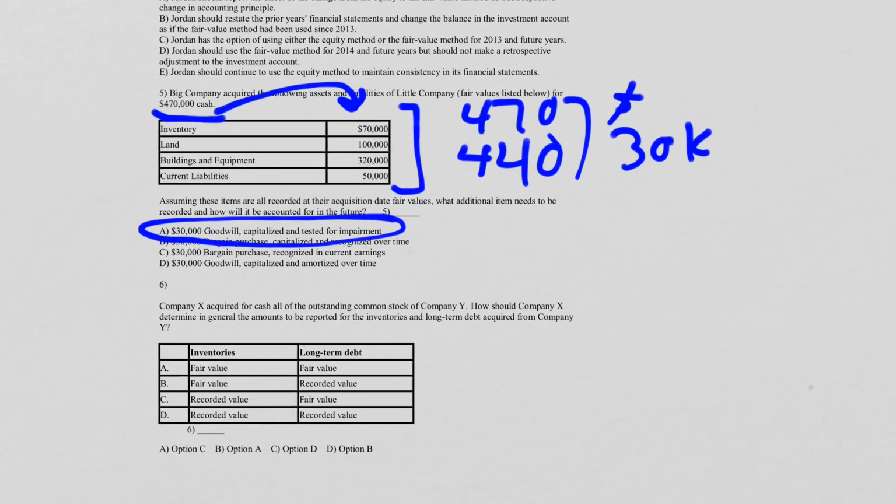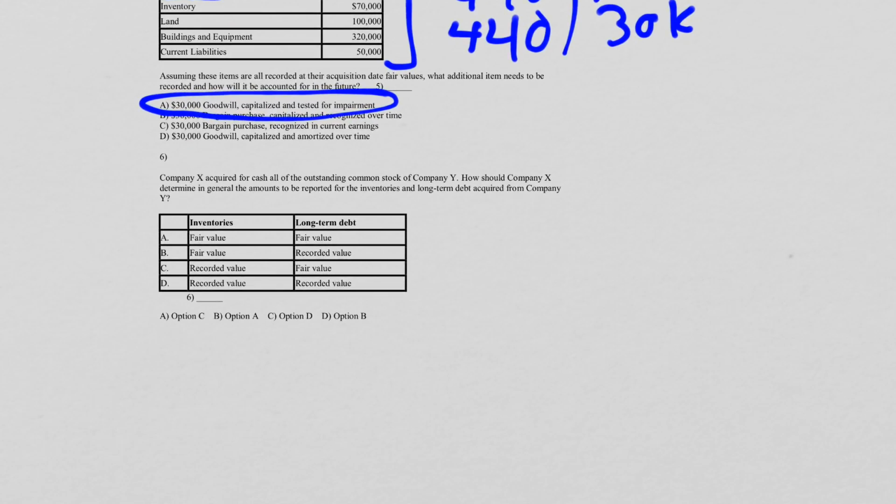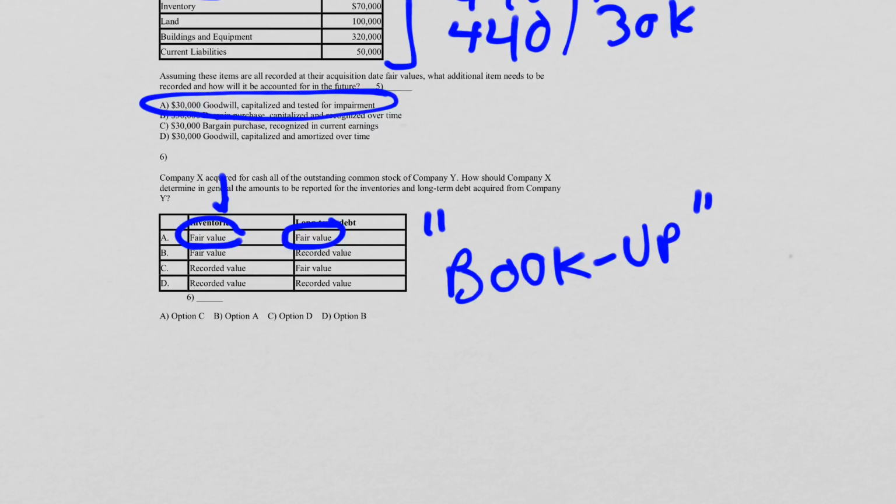Okay, company acquired in number 6 cash, and for all the outstanding common stock of company Y. How should they account for it? In the assets of inventories and long-term debt. Everything gets valued to fair value in the acquisition method of accounting. Them's the rules. That's what we did. We discussed that in class even today. That on date of acquisition we book up. That's what this is known as, the book up entry to acquisition date value.